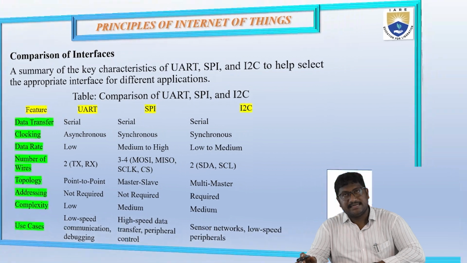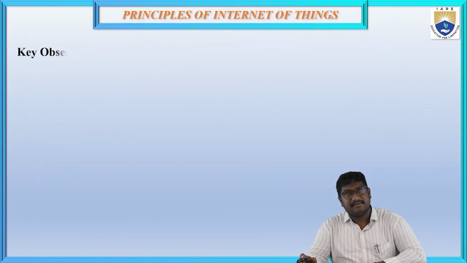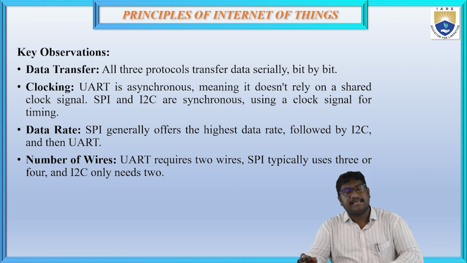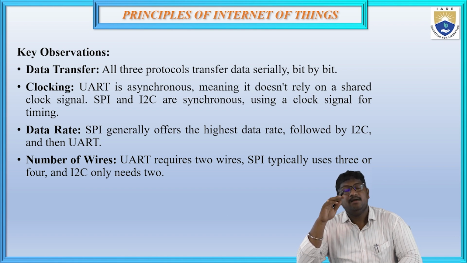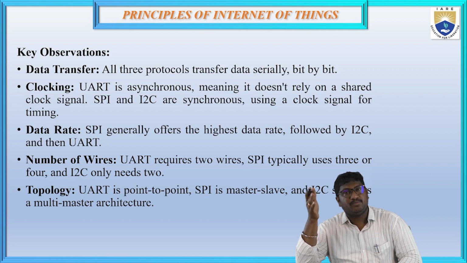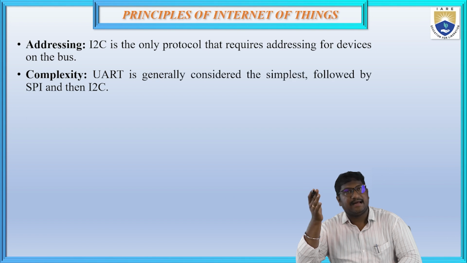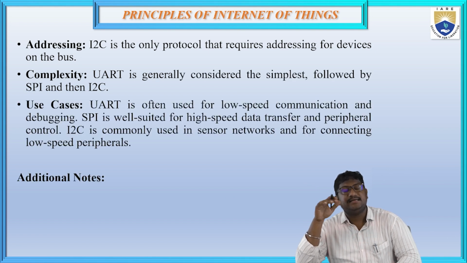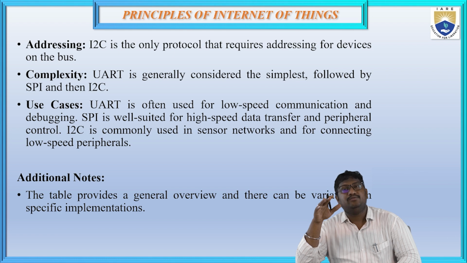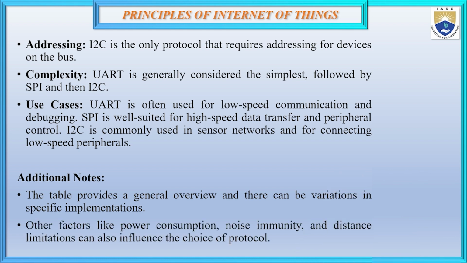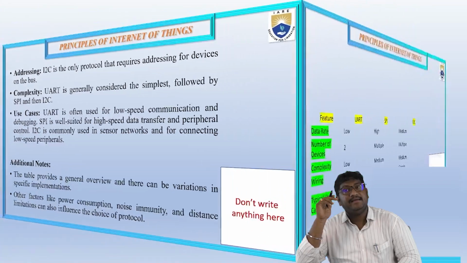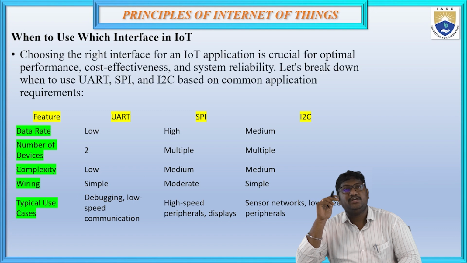Got it? Right, we'll move to the next thing, which is the concluding topic of this particular section: key observations. The data transfer, clocking, data rate, and the number of wires utilized here. All these three protocols are used for transferring data bit by bit. Clocking, data rate, and number of wires connected, we have seen. Topologies: point-to-point topology, master-slave topology, multi-master architecture, which are clearly narrated, along with addressing and complexity. All these things are shown on the screen. Additionally, these variations impact implementation specifics, and power consumption, noise immunity, and distance limitations will play a major role. These are the things which have to be shown to you.